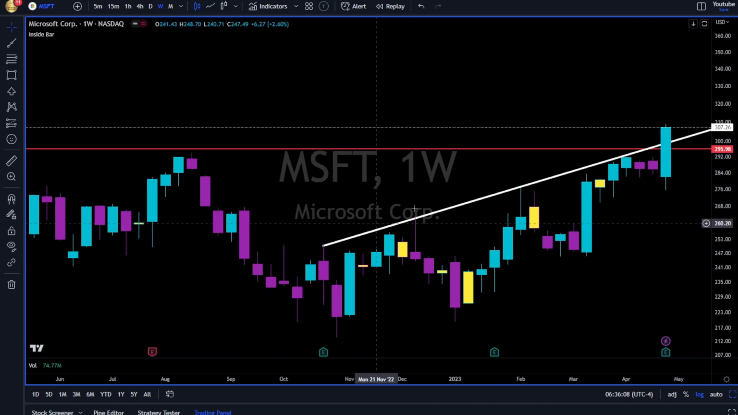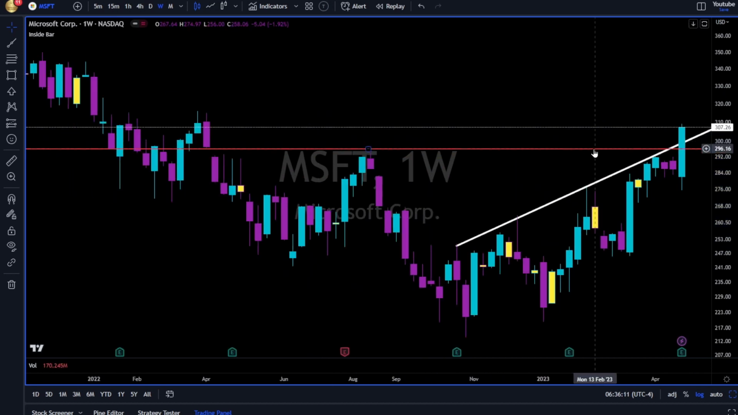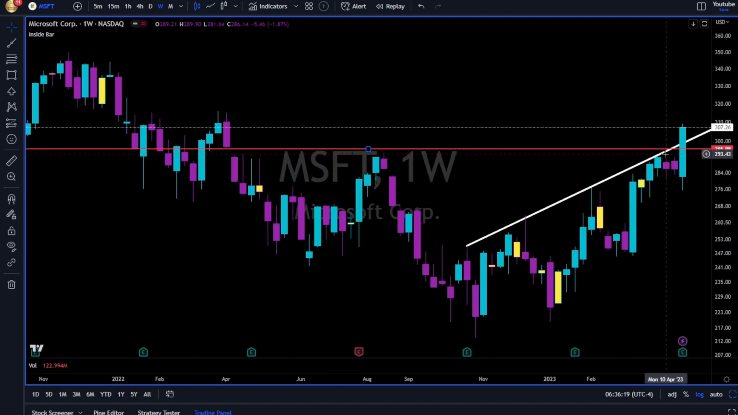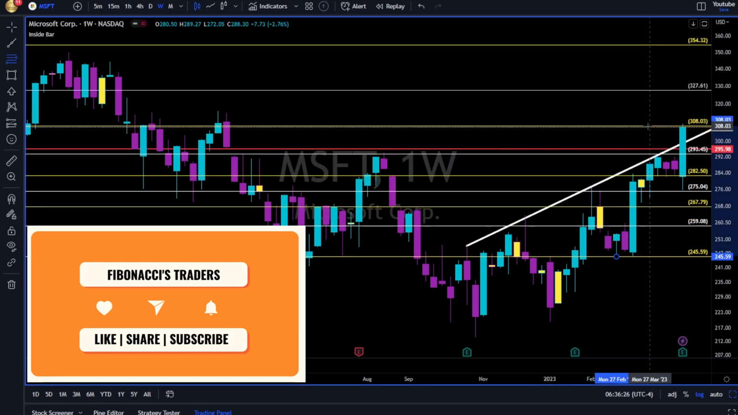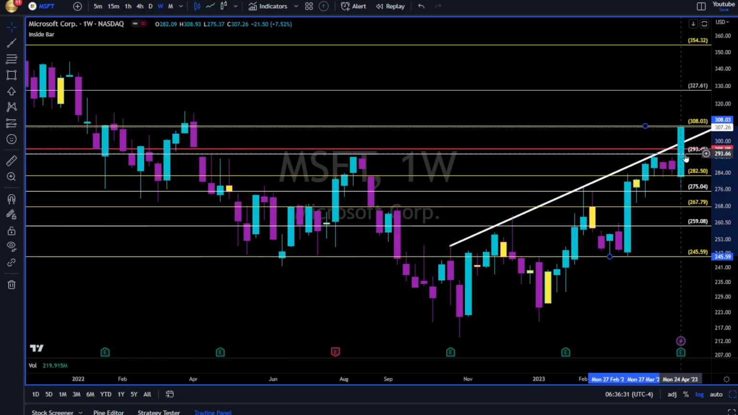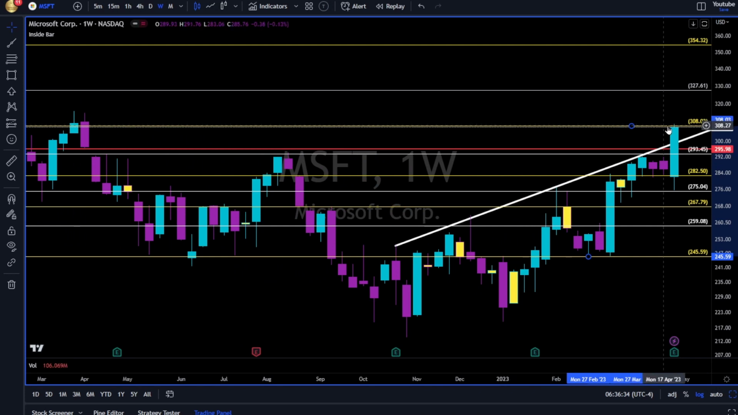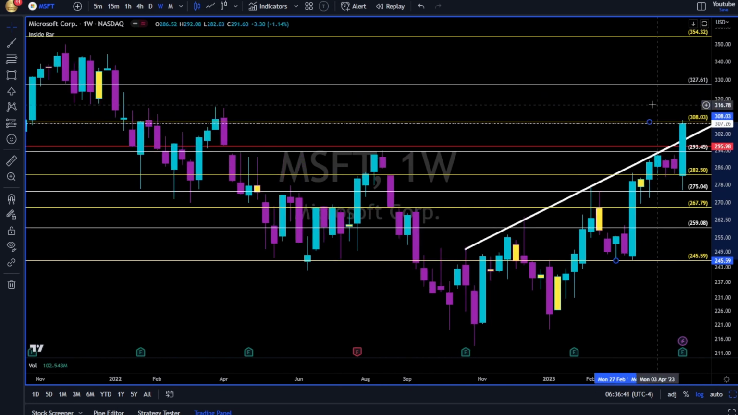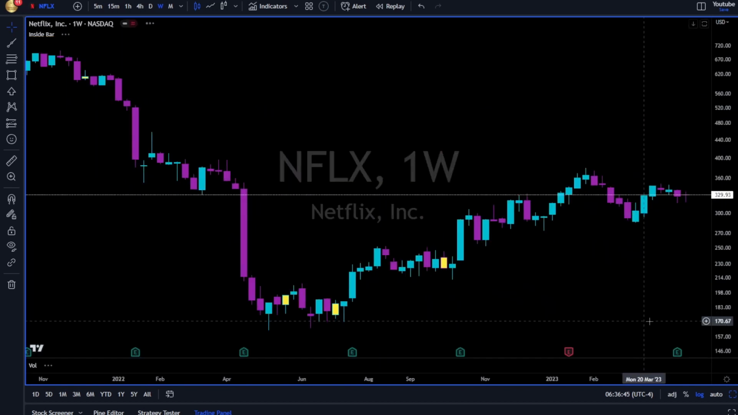Microsoft breaking above this trend line, above the 296 area, very important level of support and resistance in the past. Now broke up and above. Now we can take Fibonacci, swing low, swing high. 293 needs to hold as the first level of support. Continuation above the 308, we have 316 and 327 as the first resistance for price action in the future.